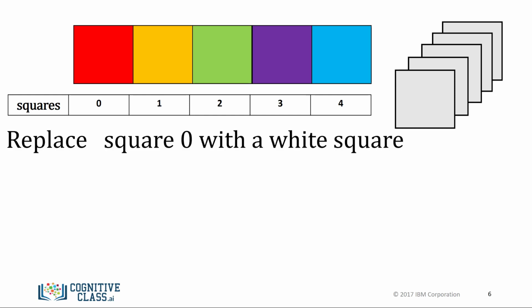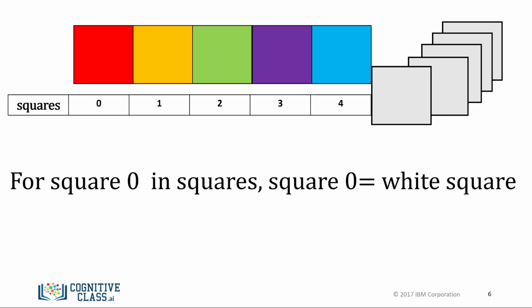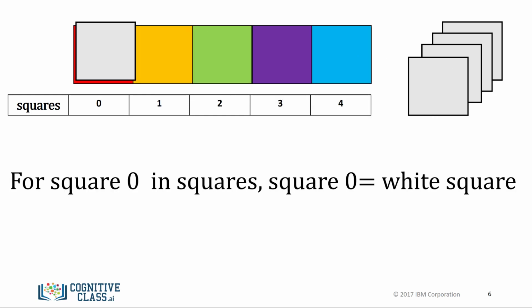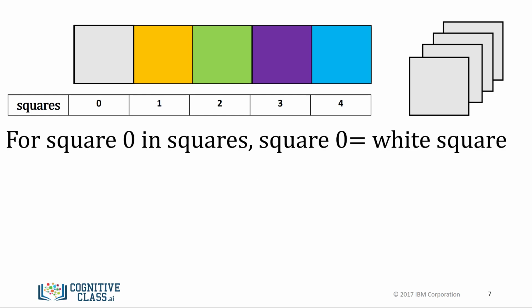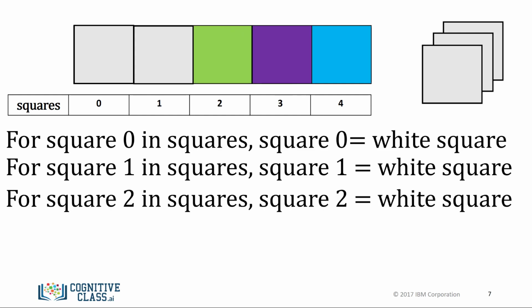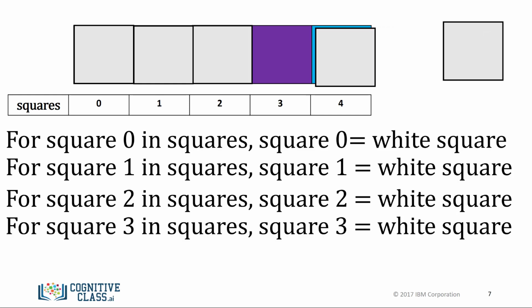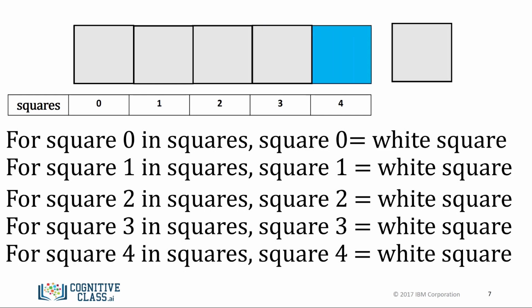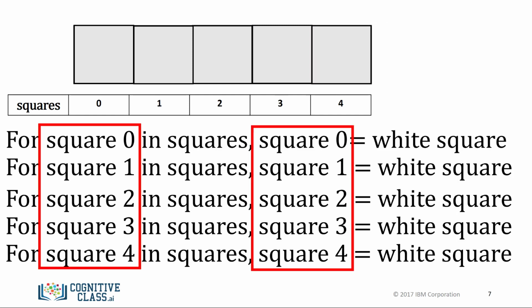If we wanted to tell someone to replace square 0 with a white square, we would say: replace square 0 with a white square. Or we can say, for square 0 in squares, square 0 equals white square. Similarly, for the next square, we can say for square 1 in squares, square 1 equals white square. For the next square, for square 2 in squares, square 2 equals white square. We repeat the process for each square. The only thing that changes is the index of the square we are referring to.